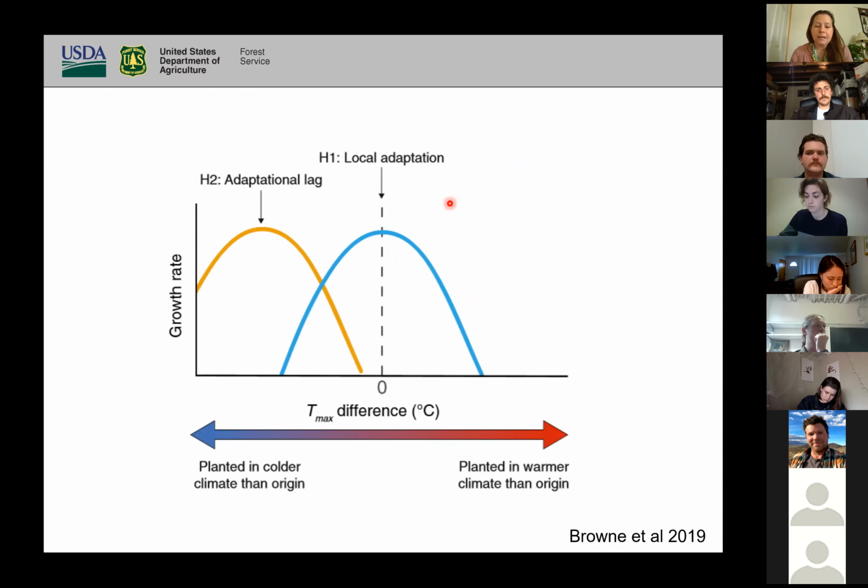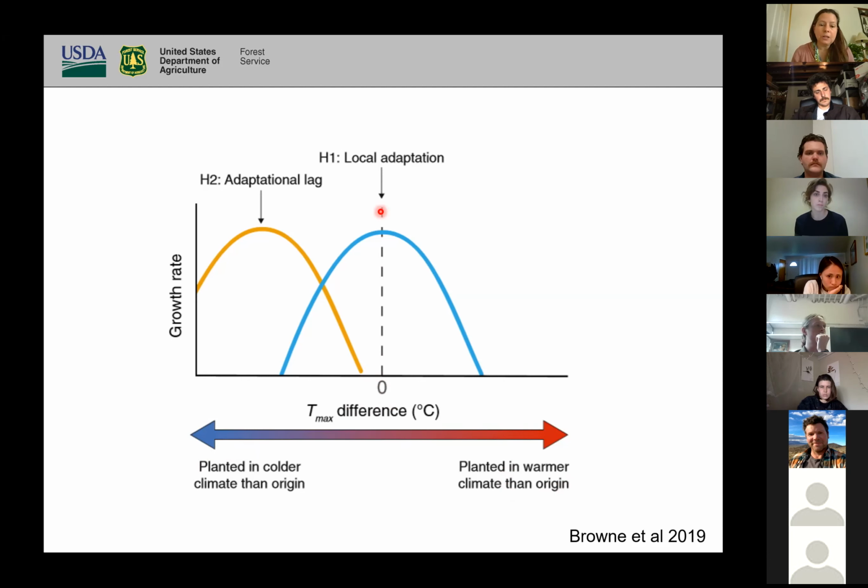Valley Oaks. So our hypothesis, if we expect to see local adaptation, here on the x-axis, we have the difference in temperature of where the seeds came from and where they're growing. So if it's here on the right side, they're planted in a place that's warmer than where it came from. And if it's over here, then it's planted in a place that's colder than where it came from. And here's where there's no difference of where it came from and where it was planted.